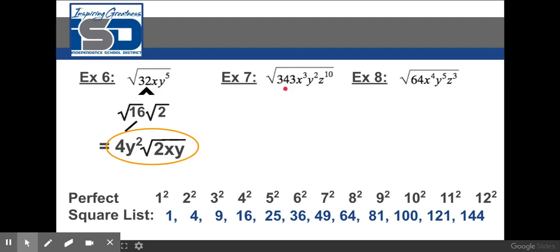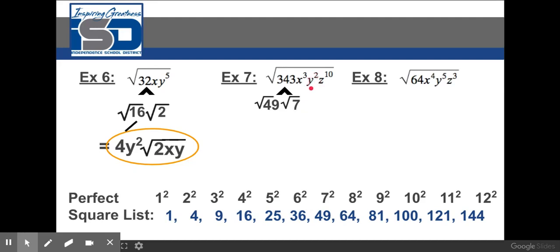Example 7, trying to find the perfect square that divides into 343. We would go all the way to 49. 49 times 7 is 343. We're going to take the square root of both of those numbers. Let's look at our variables. For x to the third, 2 divides into 3 evenly once with one remainder, so I'll have an x I can take out and an x left on the inside.